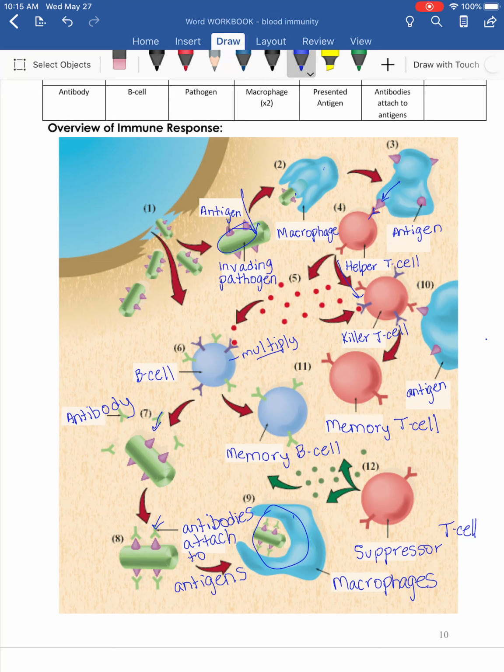Those memory cells have essentially a blueprint of that invading antigen. So if that invading antigen were to ever come back again, those memory cells mount the response much quicker, and they would kill the pathogen before it even had time to establish itself in the body. That's essentially how vaccines work. They go through this response, they leave behind the memory cells, and then those memory cells are able to trigger a very quick response the second time if that actual pathogen were ever to invade.